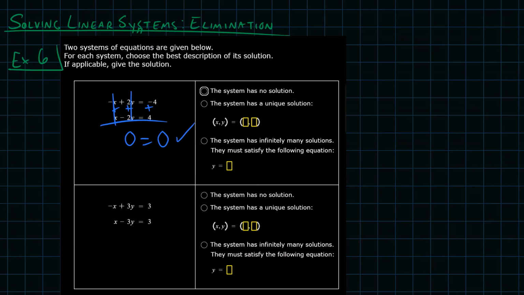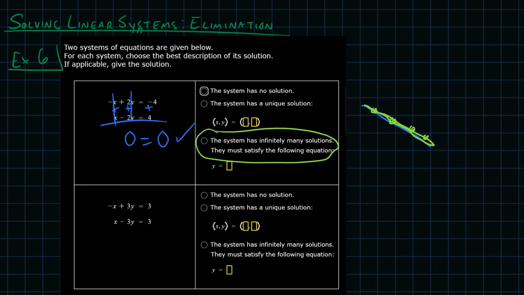So what this tells us is that these two equations are actually the same. They are what are called coinciding. It's two linear equations, one on top of the other. So they intersect at every single point, which means they have infinitely many solutions.